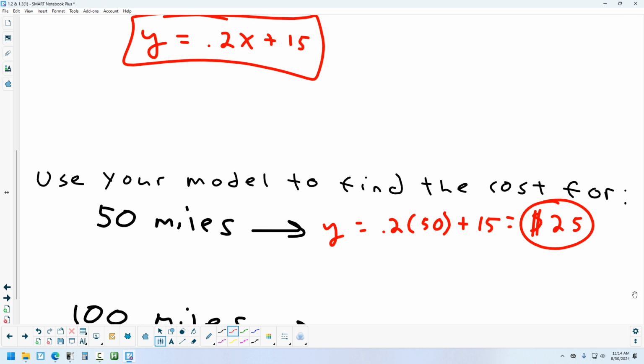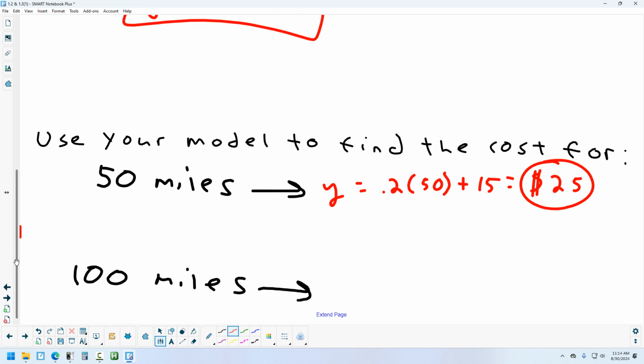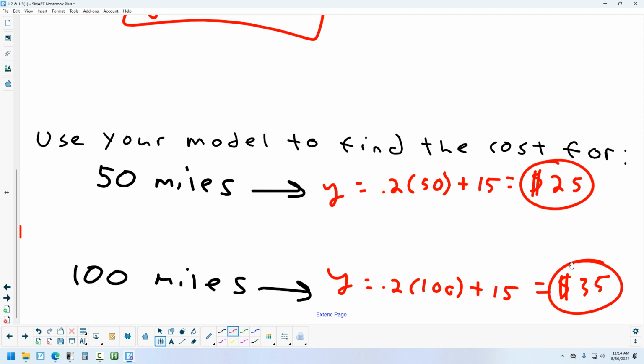Now, how about 100 miles? Can I just say, well, it's double the miles, so double the cost? It's going to cost me $50. What do we think about that? No? Why not? Because the 15 doesn't change depending on how far you drive. Right, you don't want to double the 15. You only want to double the mileage part. So we've got to figure that out again. It's going to be 0.2 times 100. 0.2 times 100 is 20, plus 15 is $35. Okay, any questions on that?